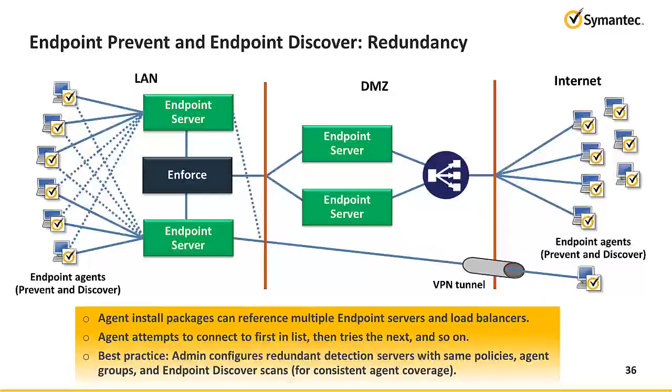The example shown in this figure shows 2 endpoint servers in the corporate LAN and 2 in the DMZ. Agents on the corporate LAN, including those connected by VPN, are configured to communicate with one of the LAN endpoint servers first, and to fail over to the second if necessary. Agents connecting from outside the corporate network are directed to the DMZ endpoint servers by a load balancer. All endpoint servers are connected to the enforce server.